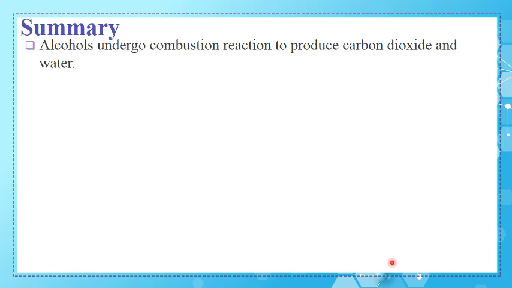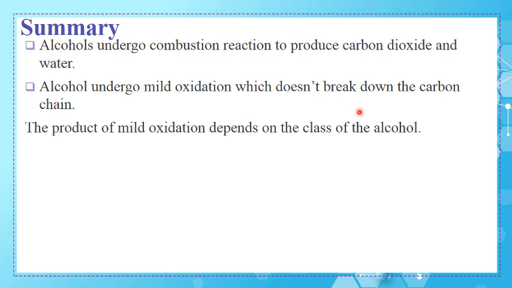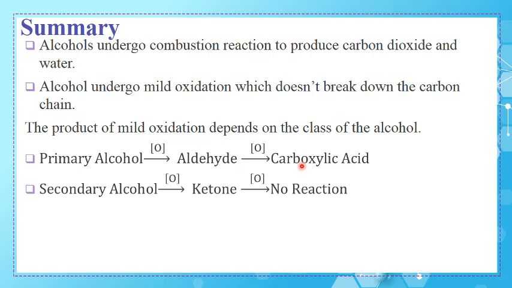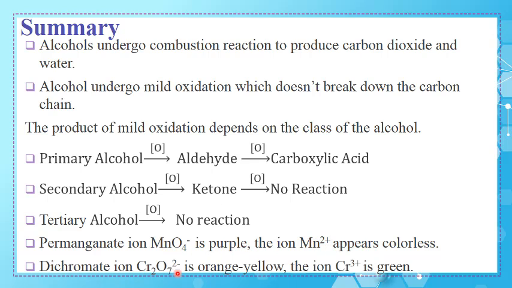As a summary for our lesson, alcohols undergo combustion, as we said, to produce carbon dioxide and water. Alcohols undergo mild oxidation. Pay attention to the definition, which doesn't break down the carbon chain. The product of mild oxidation depends on the class of alcohol, where primary alcohol can give aldehyde and then carboxylic acid, or directly carboxylic acid in the case of a continuous oxidation. Secondary alcohol gives ketones and there is no continuous oxidation. Tertiary alcohol has no reaction. And here is the color of permanganate, that is purple, and Mn2+, that is colorless, the dichromate, that is orange-yellow, and the Cr3+ is green.